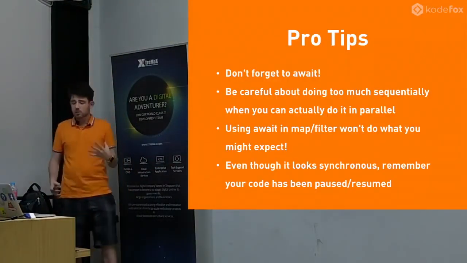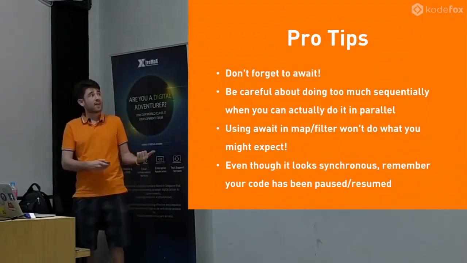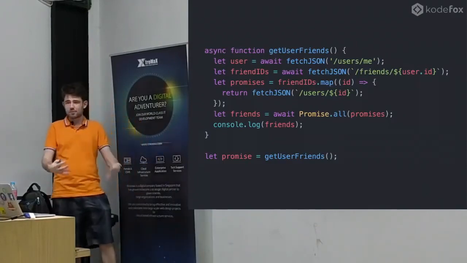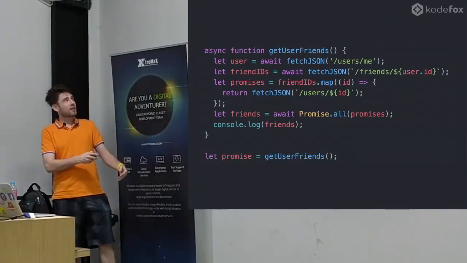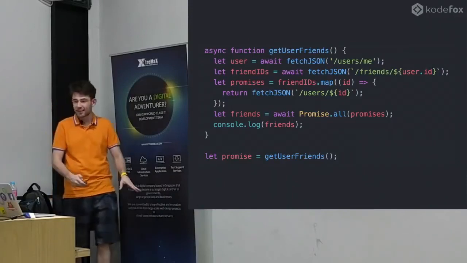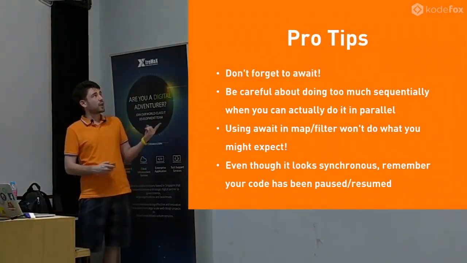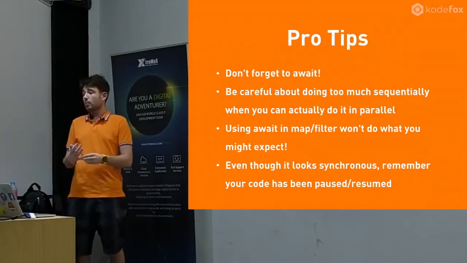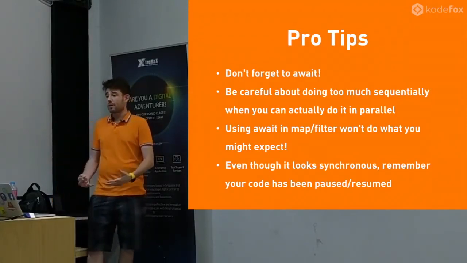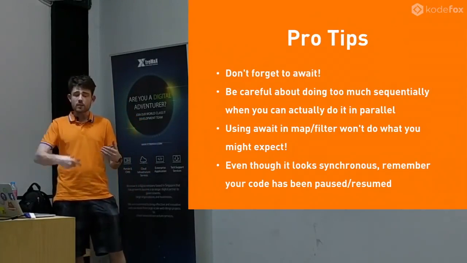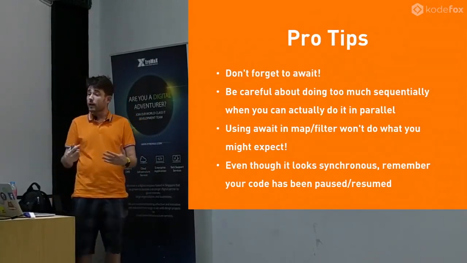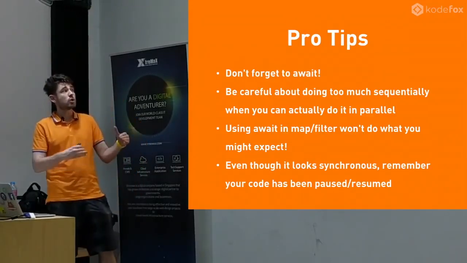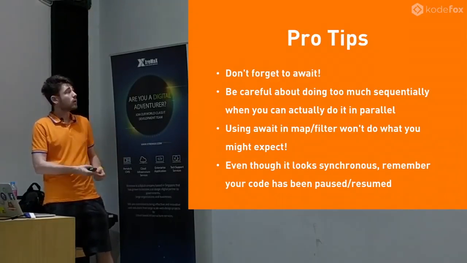So a few pro tips. Don't forget to use your await. If you accidentally leave out this word because you're so excited that everything is like normal programming again, it's not going to do what you think it does. So don't forget your await. Be careful about doing too many things in sequence if you can actually do them in parallel. So now that we have our for loops back that we love, it's very tempting to just put await inside of a for loop, and we have to remember that if we do that, it's going to pause that for loop every single iteration. So don't do too much in sequence if you can do it in parallel.